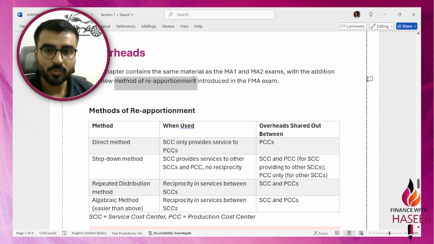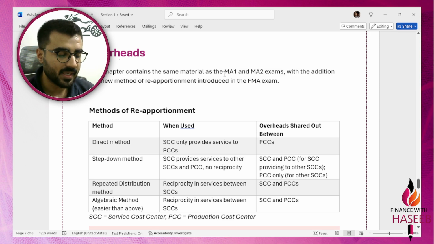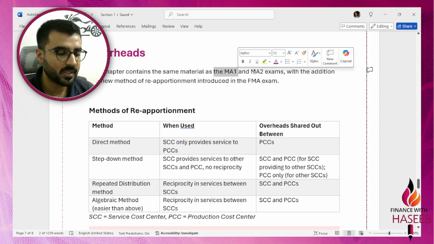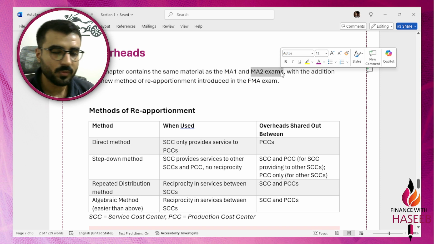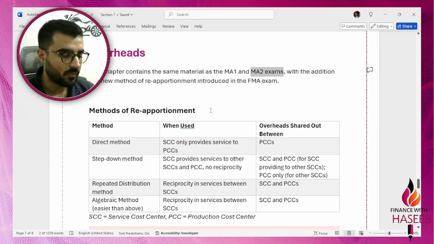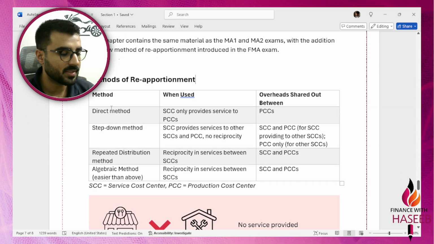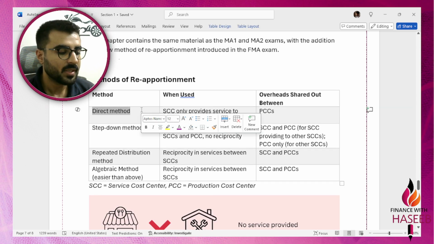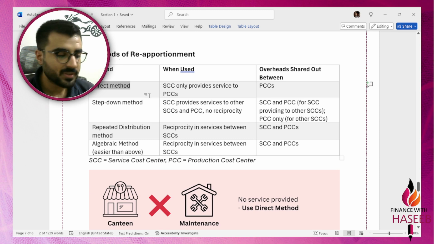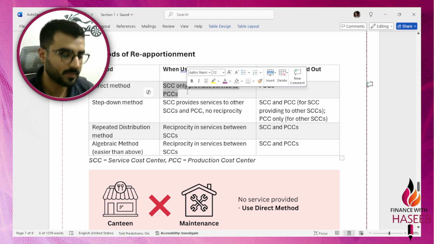The new topics are about the methods of reapportionment. You also studied reapportionment in your MA1 and MA2 exams, but a few new methods have been introduced in your FMA exam. So what are the methods of reapportionment? The first method is the direct method. When do you use the direct method? The direct method is used when service cost centers only provide service to production cost centers.